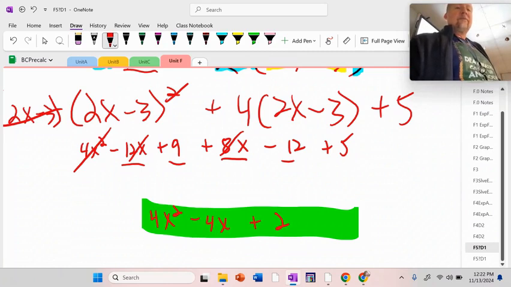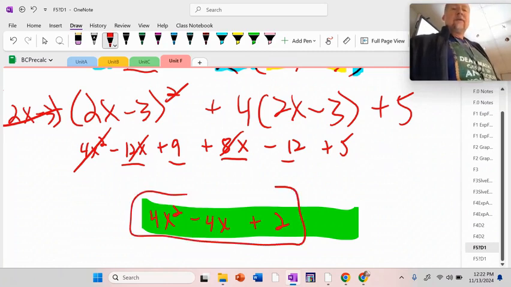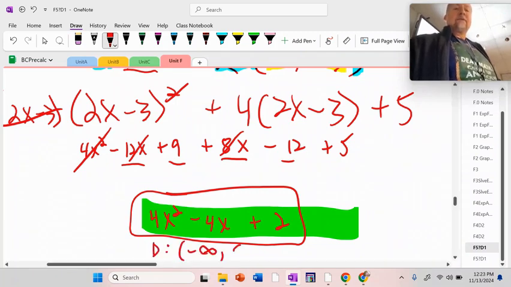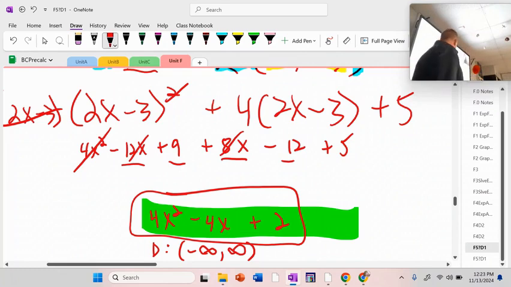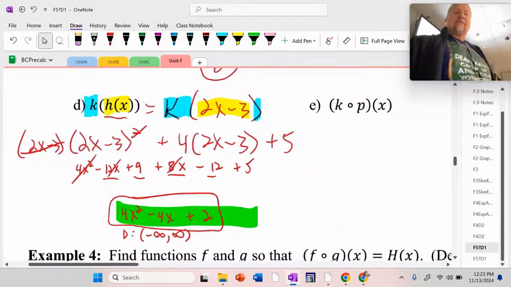Do I have to factor that? No. Okay. And then the domain of this is all real numbers. It did say whenever you do a composition, find the composition's domain. I can't think of the domain of the composition. I'm having trouble with my words right now.